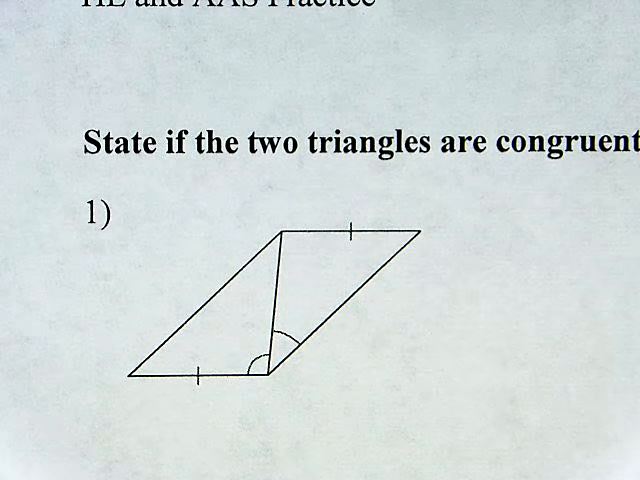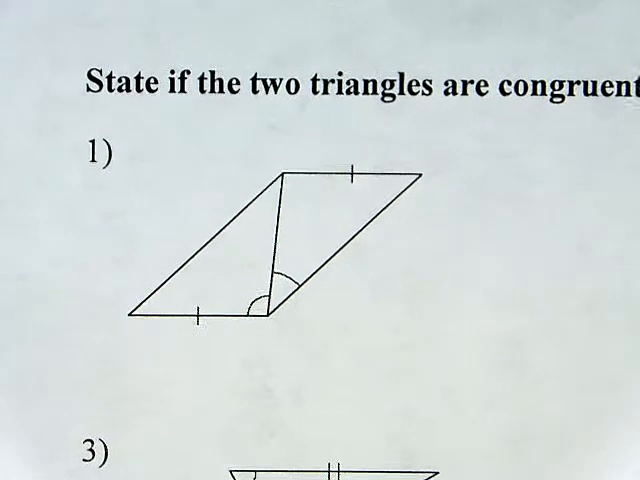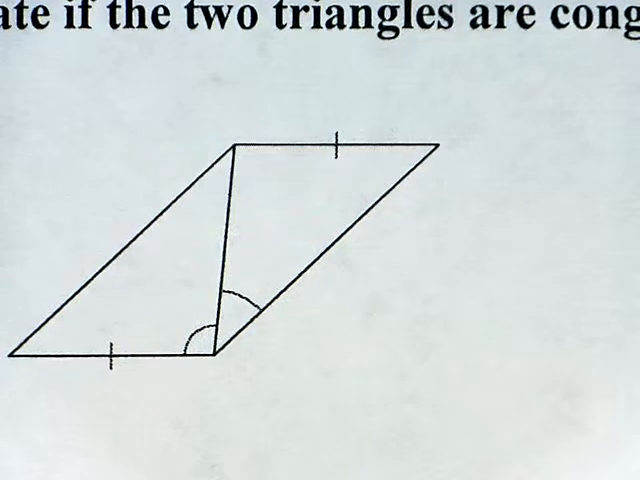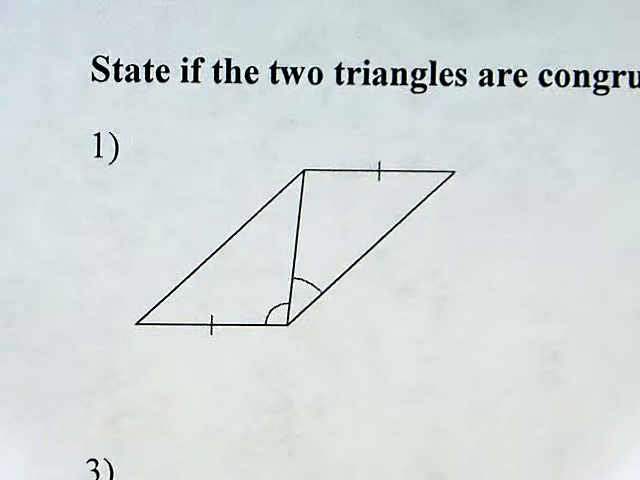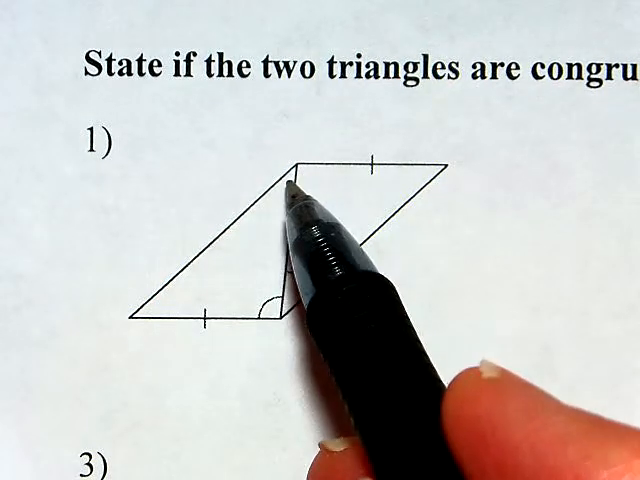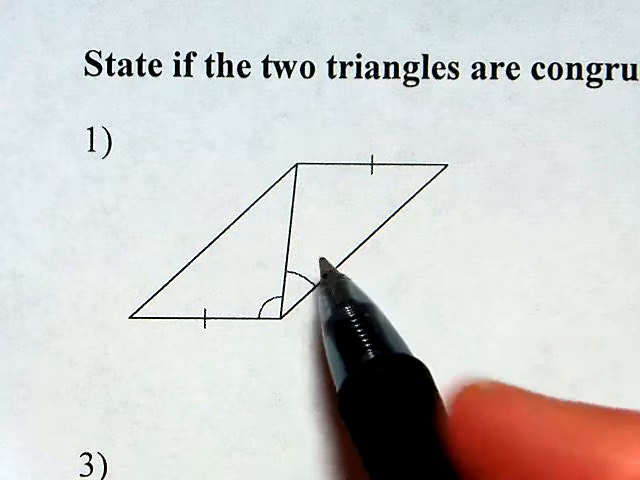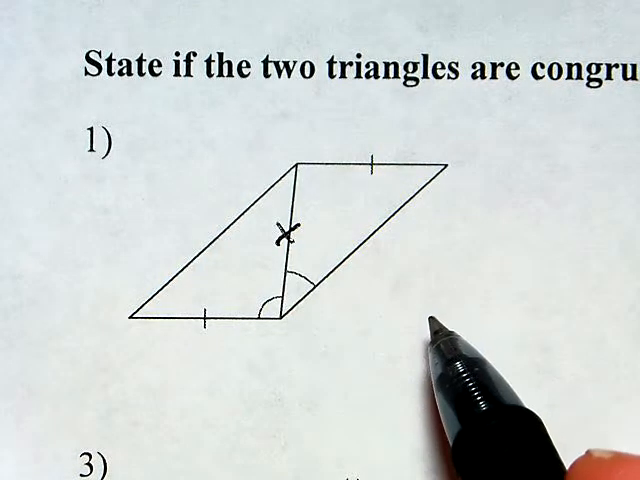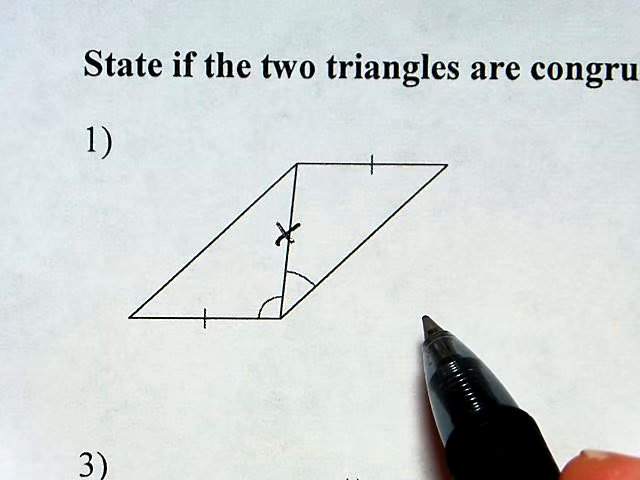So let's go through a couple of problems now and use all the congruence theorems to try to determine if these triangles are congruent. We need to state if the two triangles are congruent in each case. Let's take a look at the first case. We've got two triangles that are sharing a common side, and we know that common side is congruent to itself. So we can make that X mark, which is sort of a way of saying it's congruent to itself.